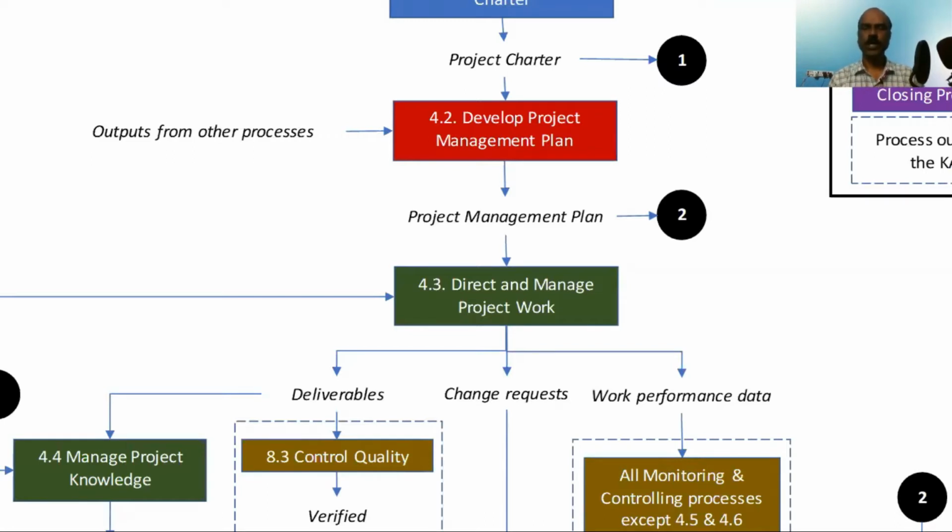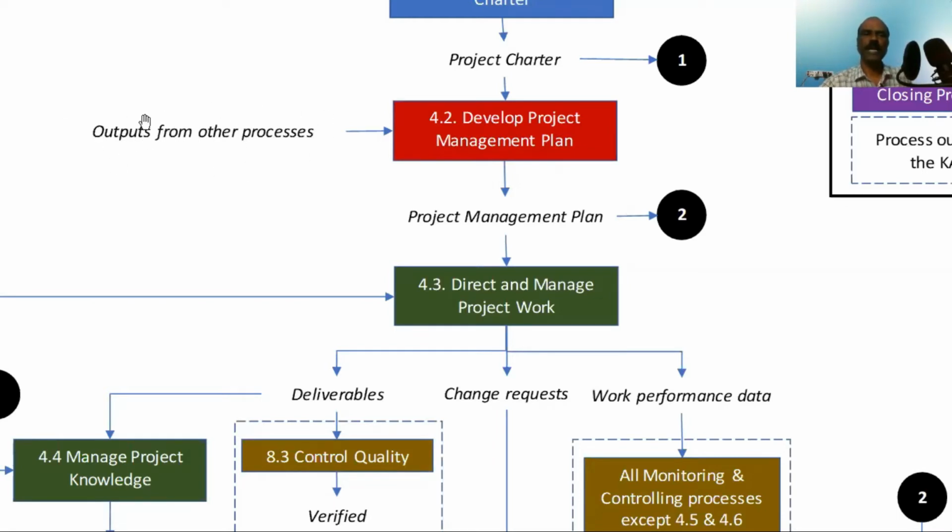What is the project? What are the contents of the project? When the project has to be completed? What is the detailed cost budget for the project? The project charter contains high-level budget. The detailed budget is in project management plan. Now you can see here, there are certain inputs to the process. One input is project charter, and there is the second input called outputs from other processes.